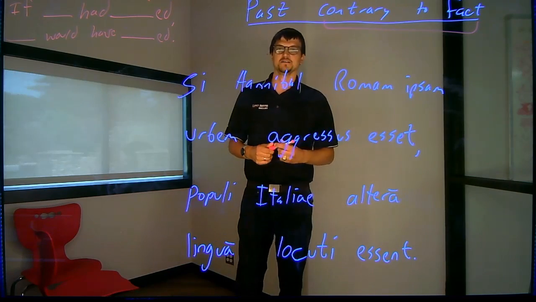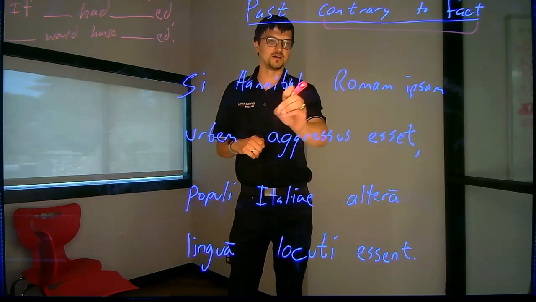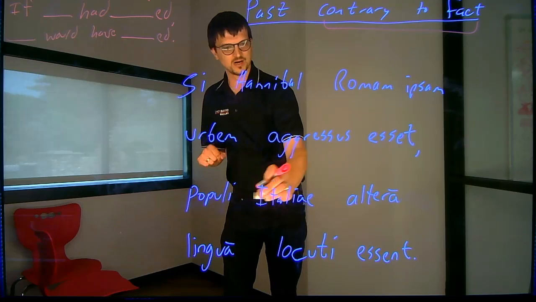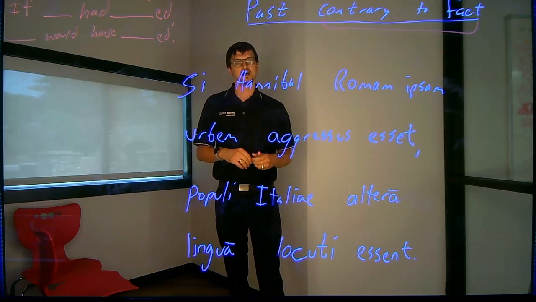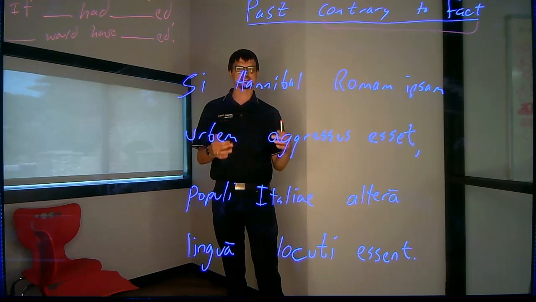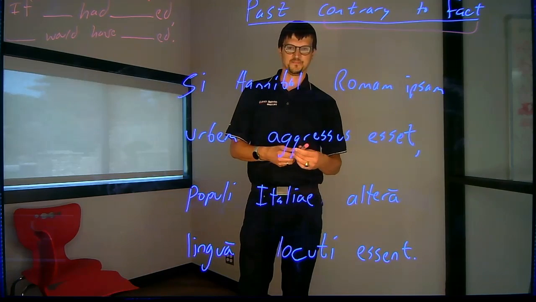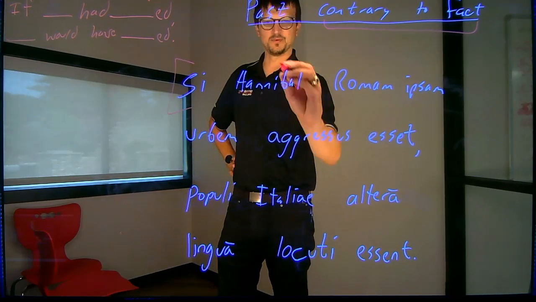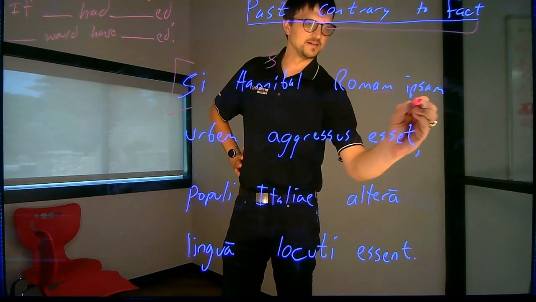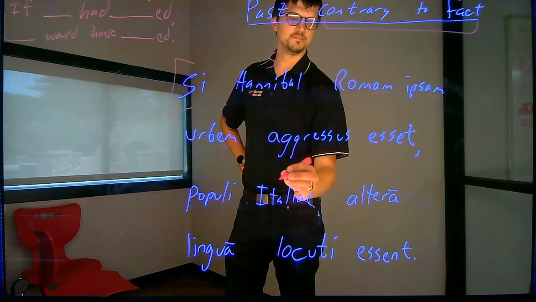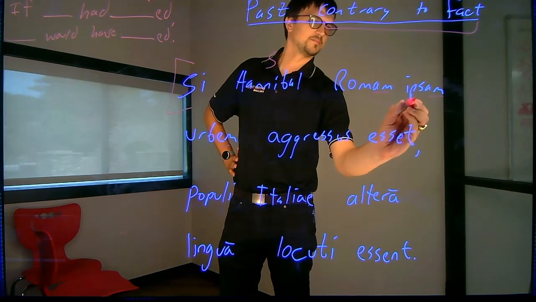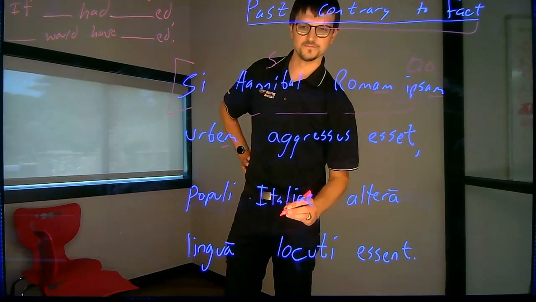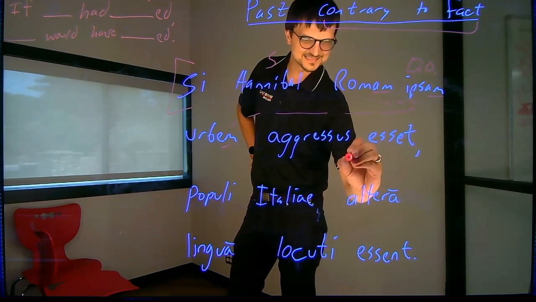Okay? So here we have si Hannibal Roman ipsam urbem aggressus esset, populi Italiae altera lingua locuti essent. Again, it's a basic sentence, but it really gets the gist of what's going on in these sentences. So we have our if, so we're going to make a bracket here. Hannibal is going to be our subject. We have our Roman ipsam urbem, in an interesting word order that I probably wouldn't do anywhere else, but here we are, and we have the direct object for all of those, and then aggressus esset. That's going to be our verb.